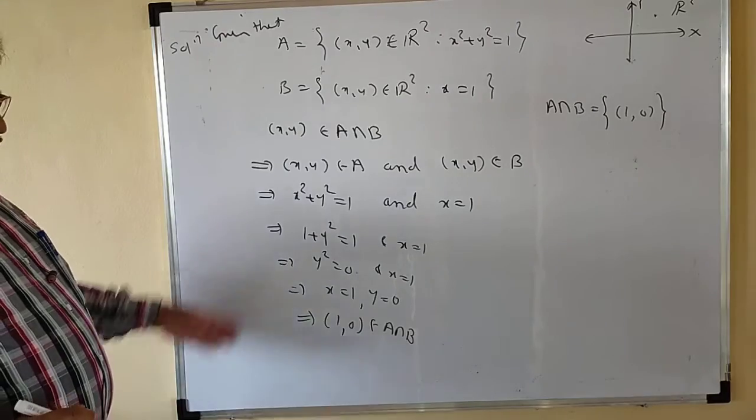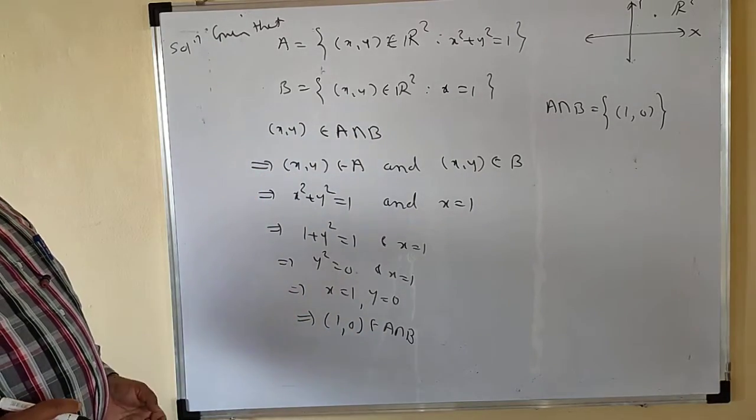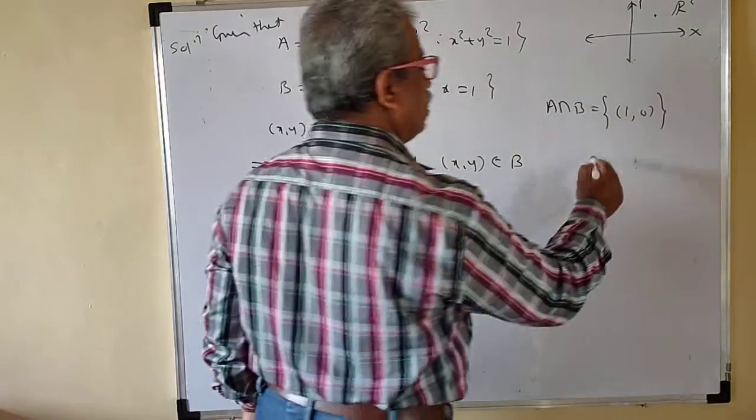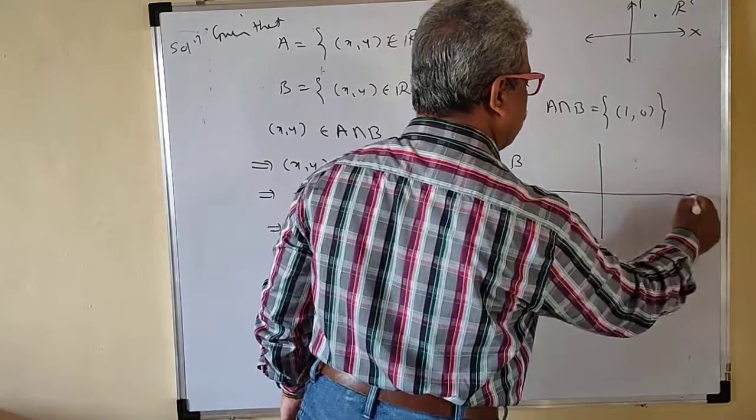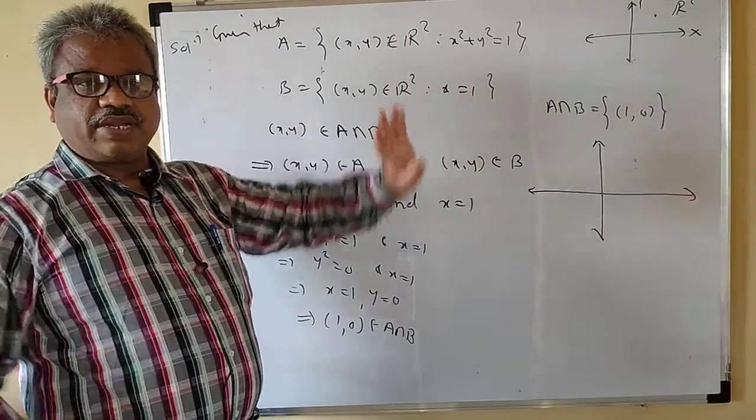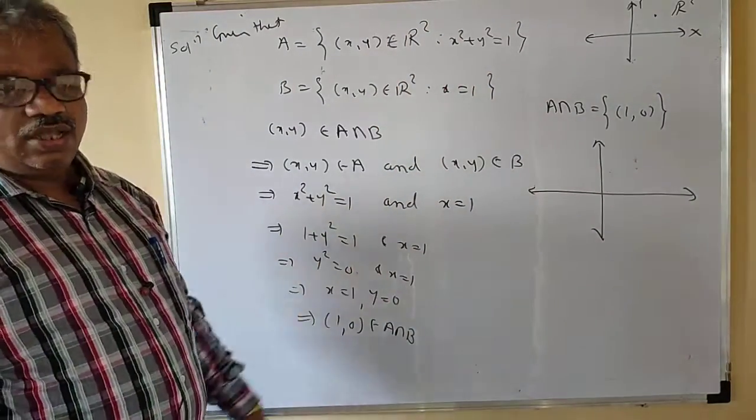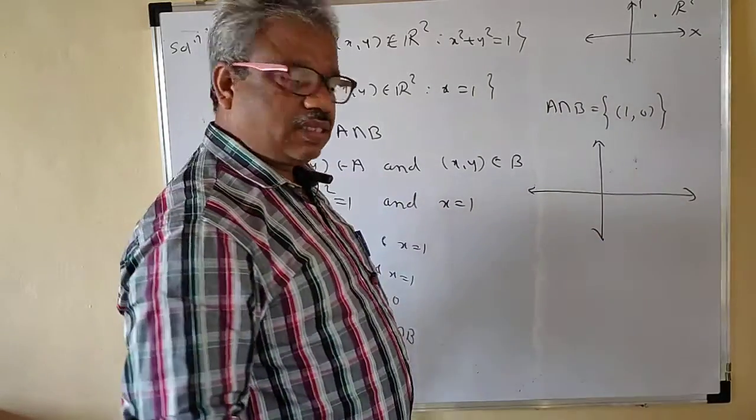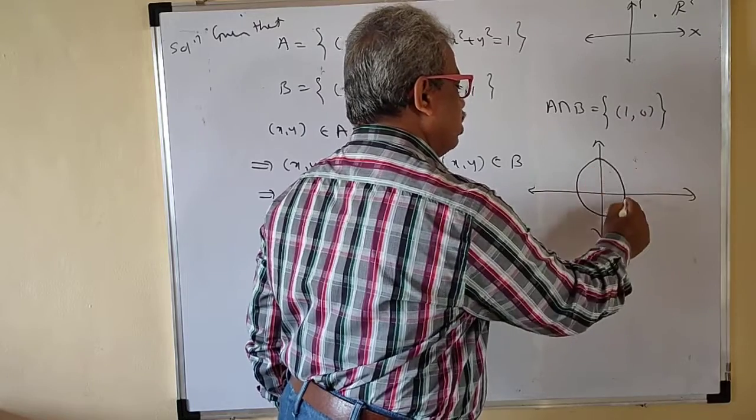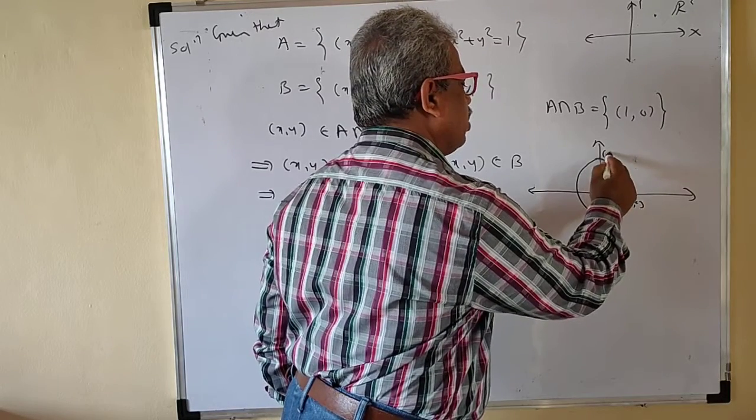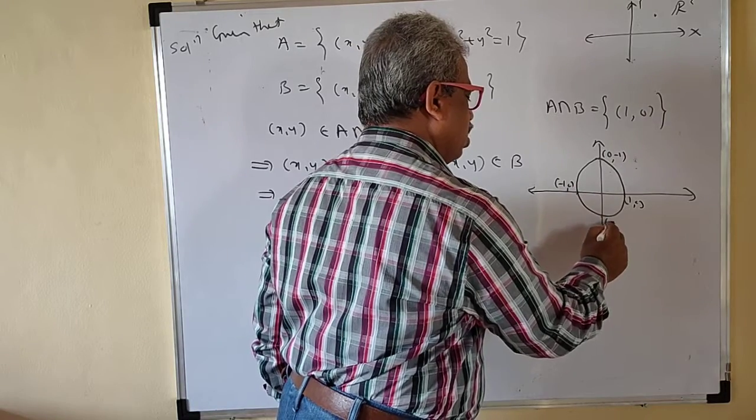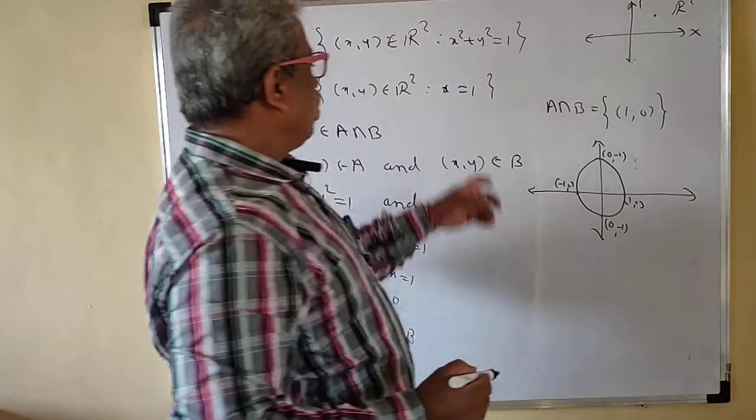So we did this with the help of the definition of the intersection. How can we also determine this by diagram? X square plus y square is equal to 1. You know that this is the standard circle whose center is at the origin and having radius 1. So this point is (1, 0), this point is (0, 1), this point is (-1, 0), this point is (0, -1). Now this is x is equal to 1.